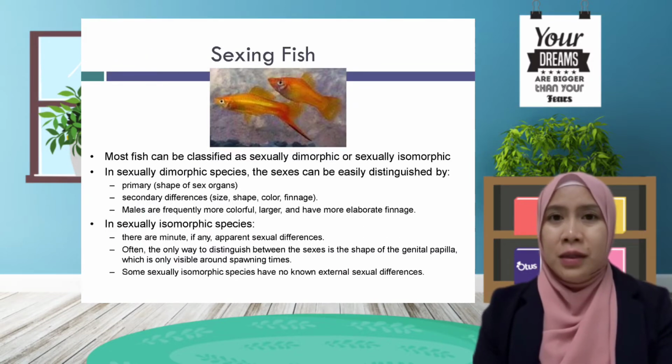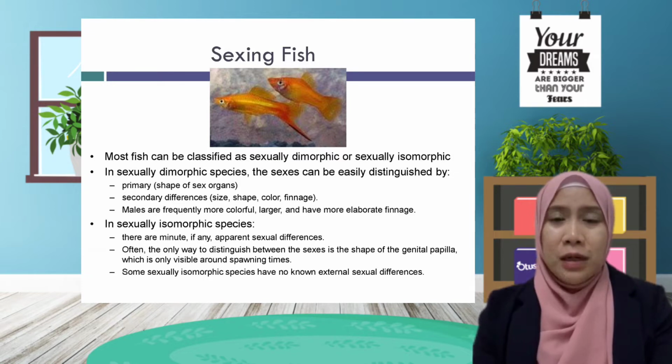In terms of sexing fish, most fish can be classified as sexually dimorphic or sexually isomorphic. In sexually dimorphic species, the sexes can be easily distinguished by the primary characteristics such as the shape of the sex organ, and the secondary differences such as the size, shape, color, and fins. Generally, males are frequently more colorful, larger, and have more elaborate fins.